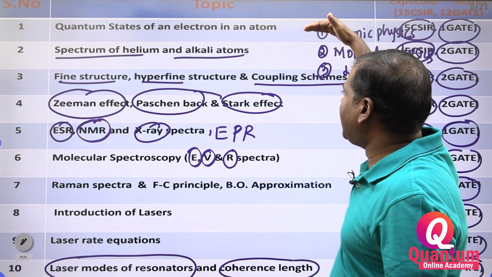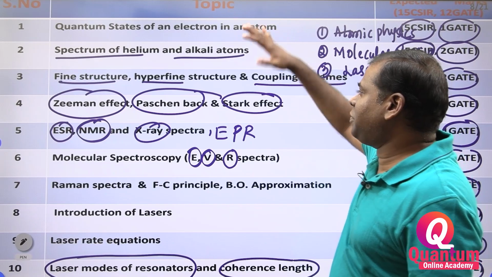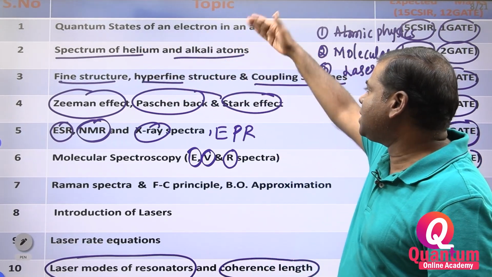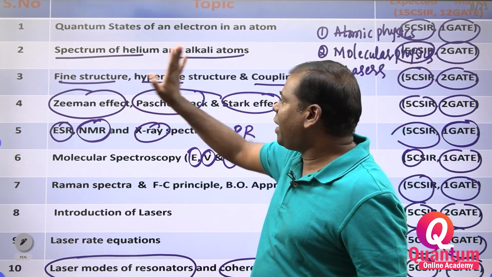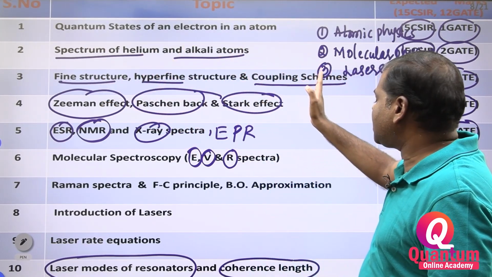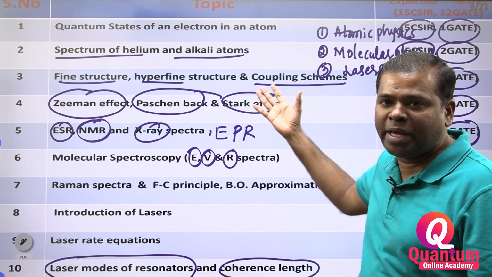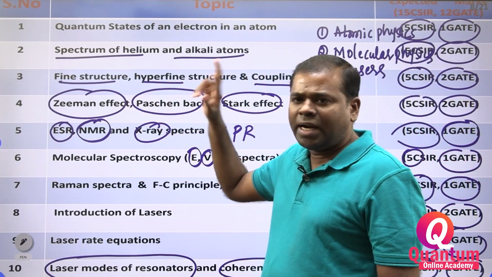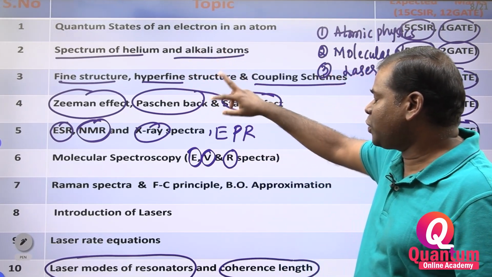Quantum states of an electron in an atom, that is the first one. Spectra of helium and alkali atoms, in GATE and CSIR both it is in the syllabus. Fine structure, hyperfine structure, coupling schemes. Coupling schemes means JJ coupling, LS coupling, all the coupling schemes are there, in both CSIR and GATE.